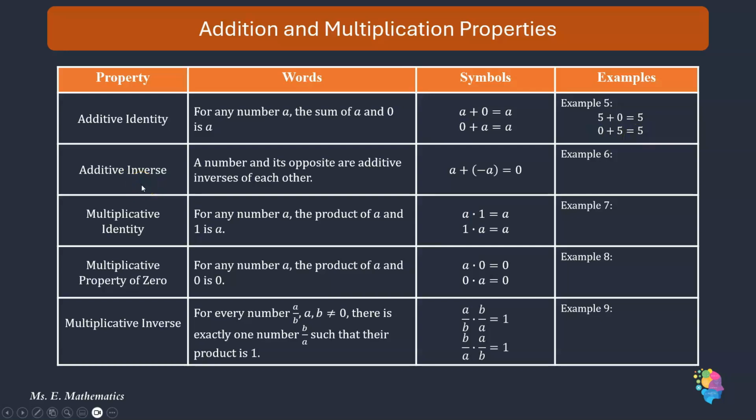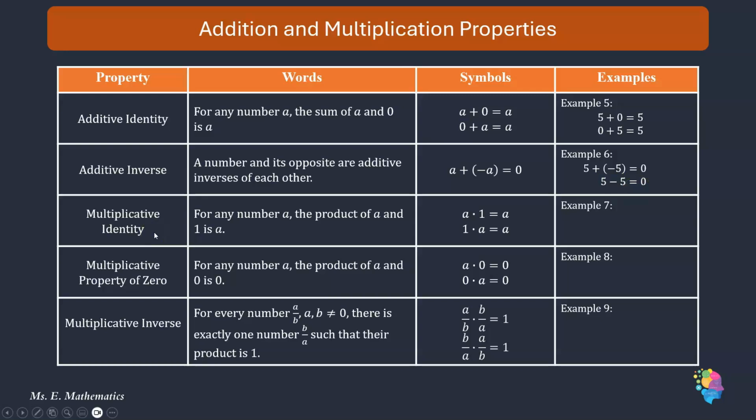The additive inverse: a number and its opposite are additive inverses of each other. So if I add A plus negative A, then that is going to be equal to 0. So if we add 5 plus negative 5, that's going to be 0, because adding a negative is the same thing as subtracting, and we know that 5 minus 5 is 0.